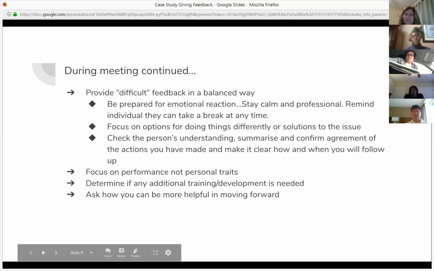Be prepared for some emotional reaction, and we have to remain calm and professional, and remind individuals that we could take a break at any time. Focus on the options for doing things differently, and solutions to some of the issues. Also look at whether the person is understanding. Summarize and get feedback. Do you understand, or do you agree with the actions that we've made? Then make it clear how and when we need to follow up. Let's look at the performance and not personality traits, and determine whether there's additional training or development needed, and then ask how we can move forward.